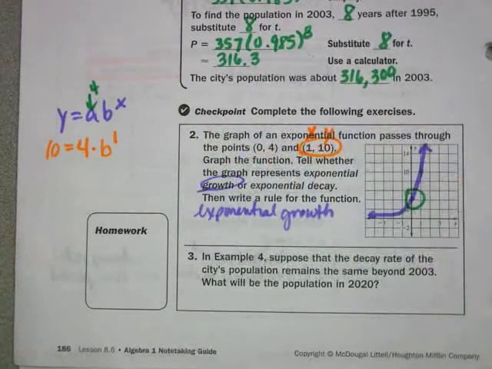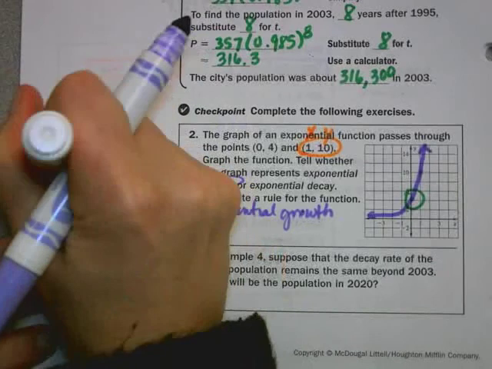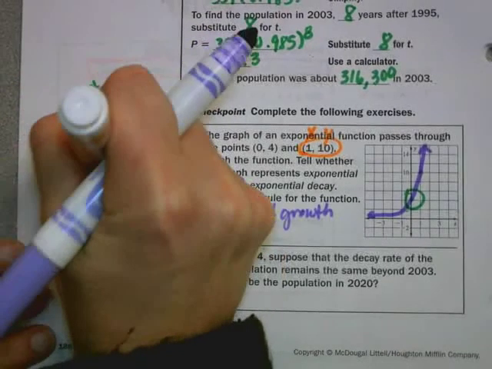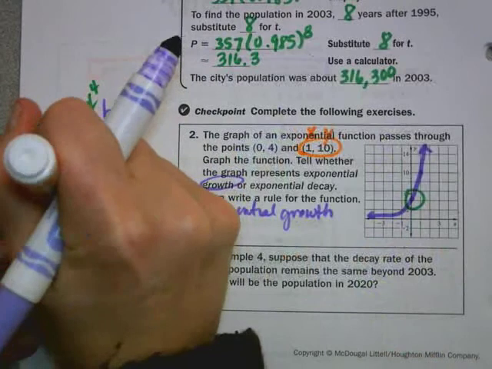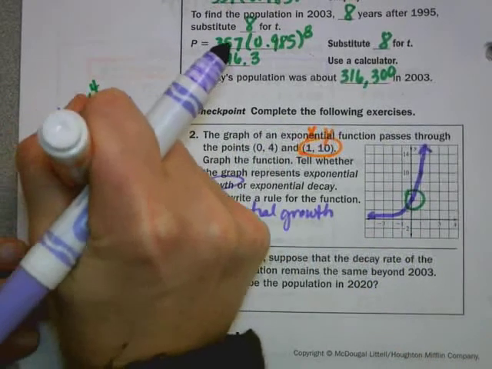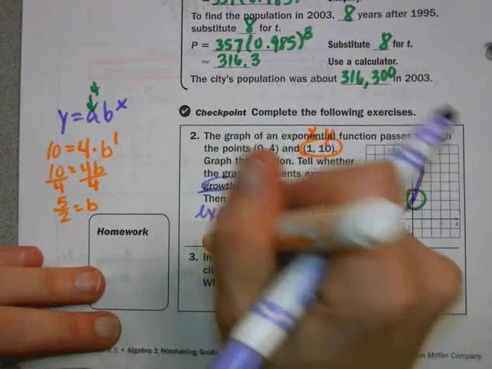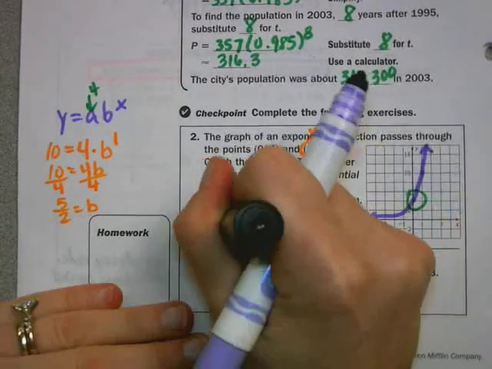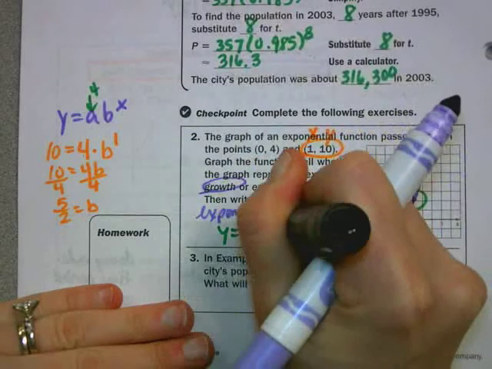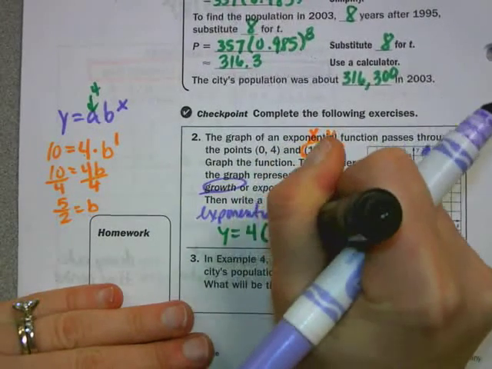And if we always do the power of 1, that's the key, because then we can figure it out, because anything to the power of 1 is just itself. So we have 10 equals 4b, divide by 4, and I'll reduce it to 5 halves. B equals 5 halves, or you could say 2.5, which is what they did in the book. So my equation ends up being y equals a, which is 4, times, I'm going to use parentheses, 5 halves, or 2.5, raised to the power of x.